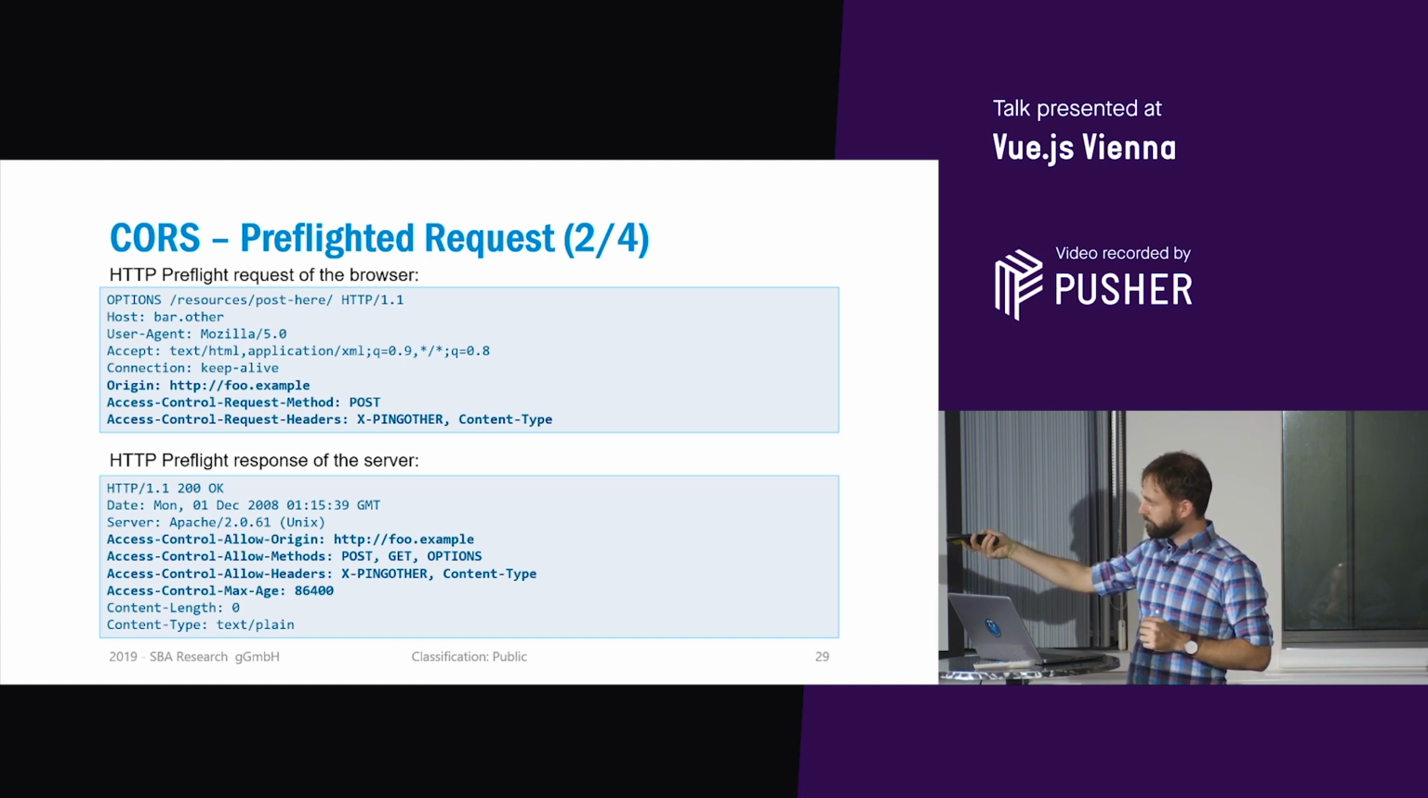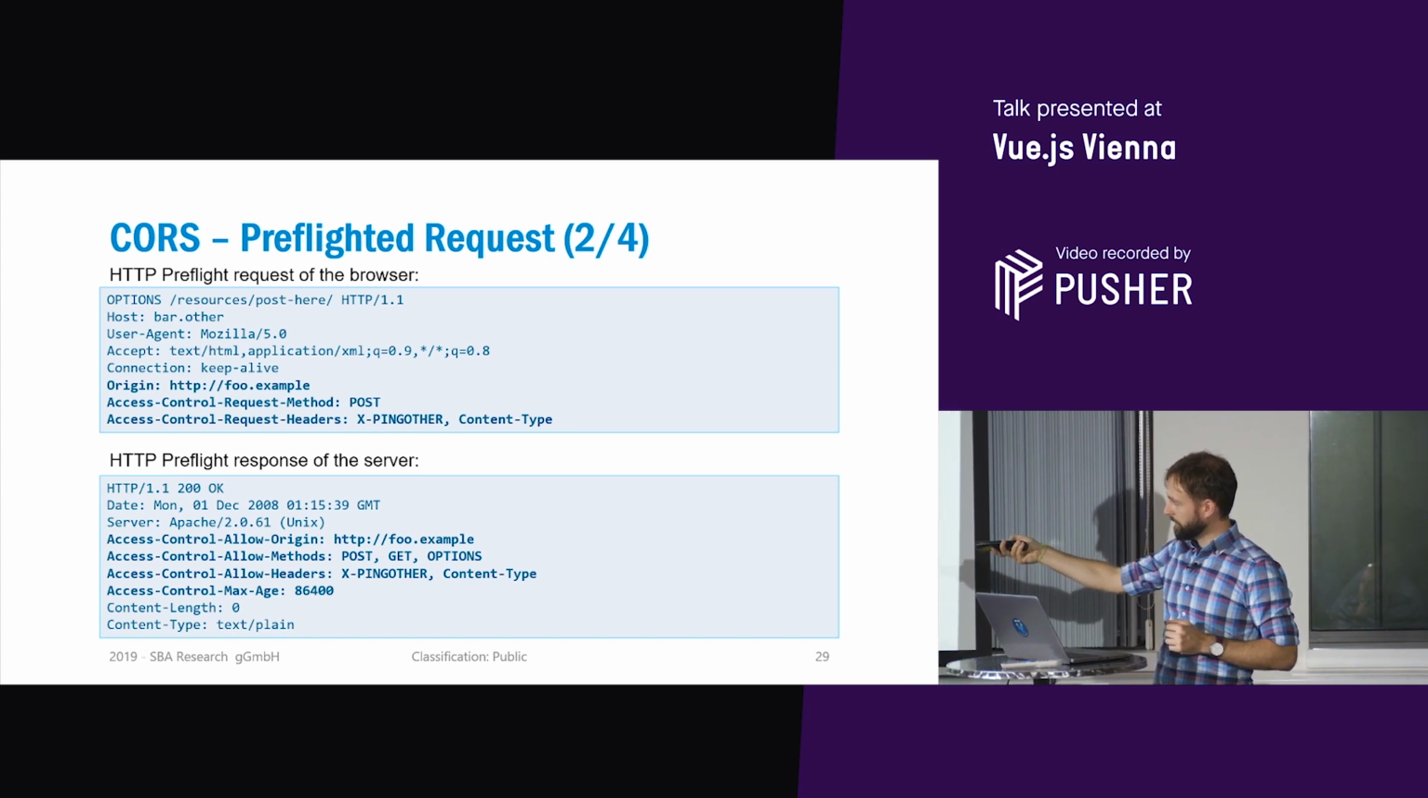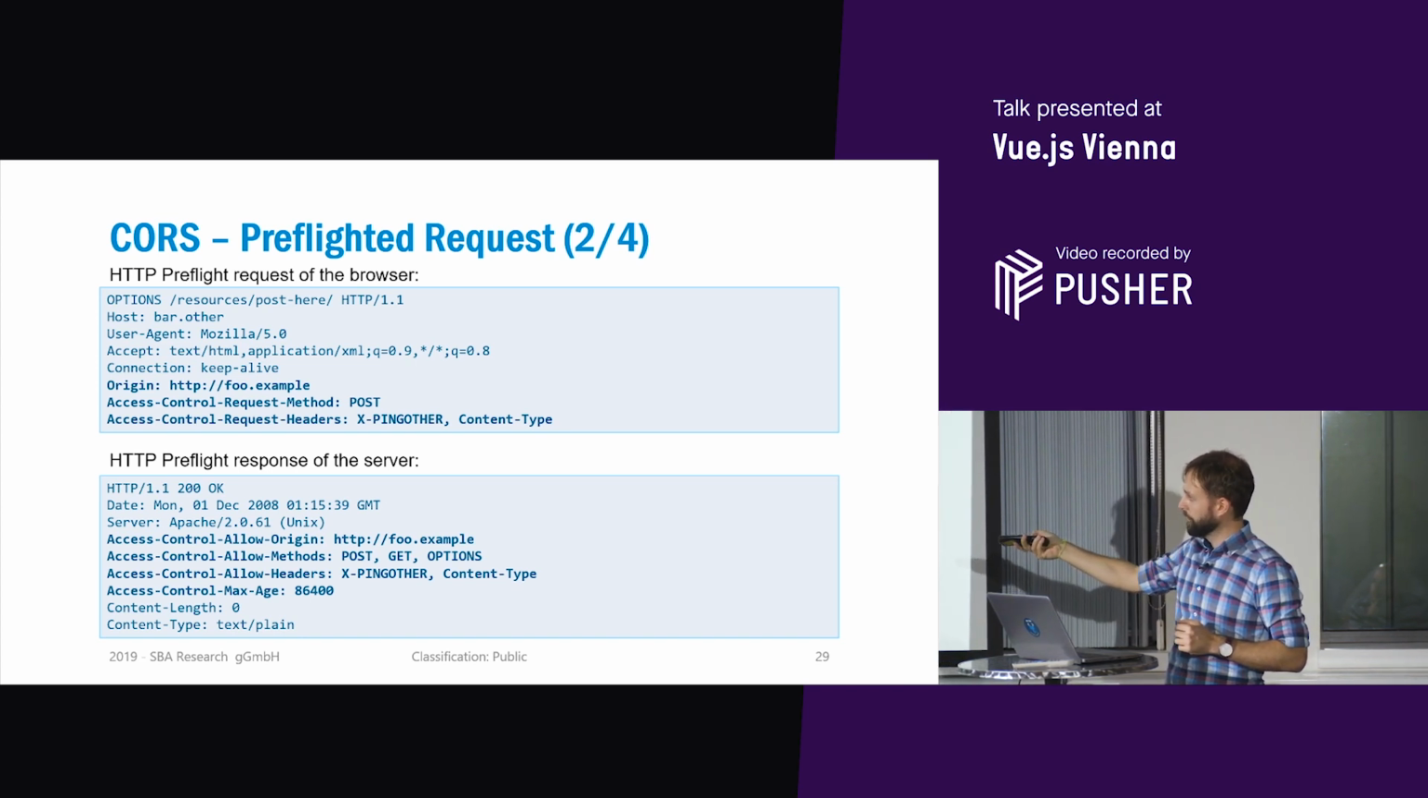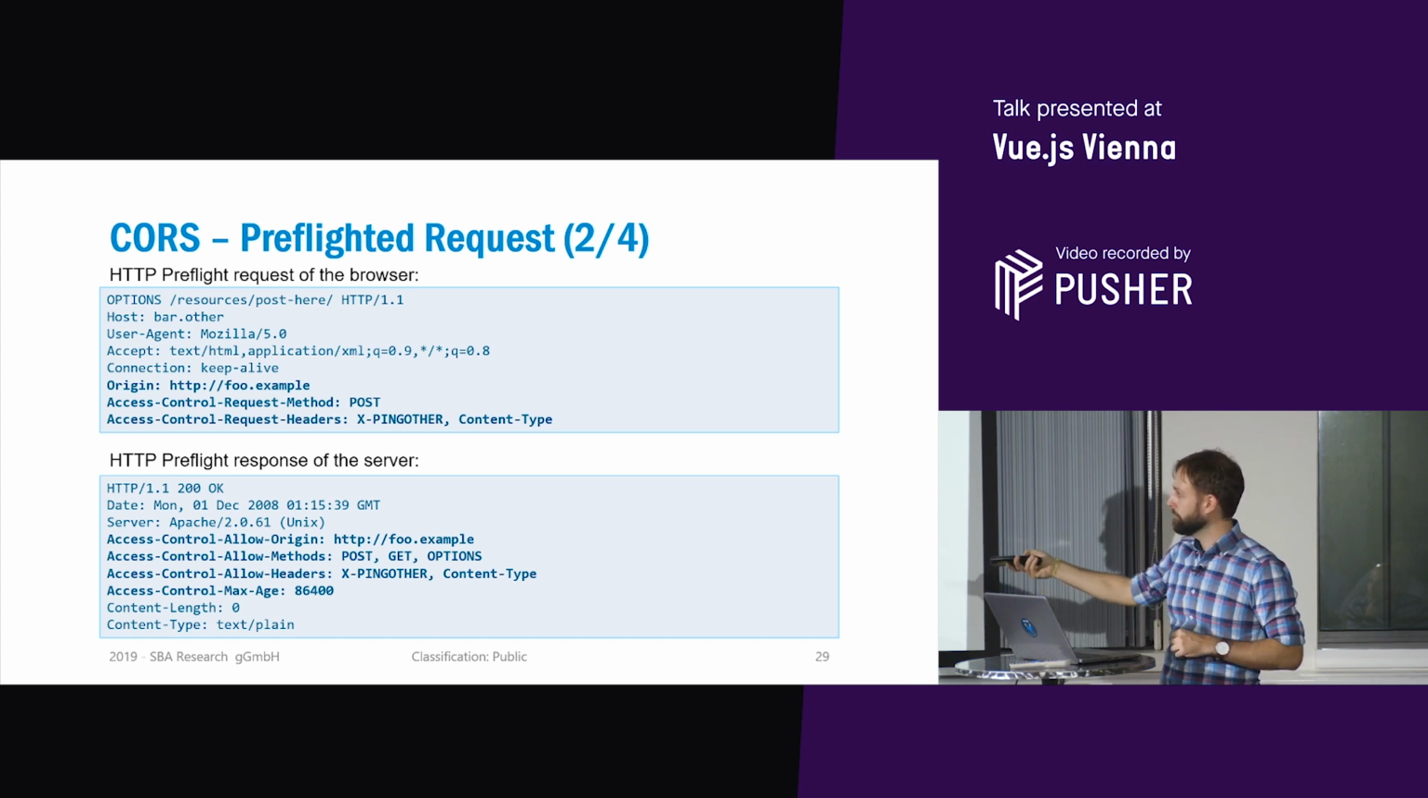And then if it is OK, the server is going to answer back. It's going to say Access-Control-Allow-Origin, the originating origin. Then it's going to say Access-Control-Allow-Methods: these three methods are allowed, I can take them. Access-Control-Allow-Headers: so these two non-standard headers that you're about to send me are OK as well, I can accept them. And there's one more thing, Access-Control-Max-Age.